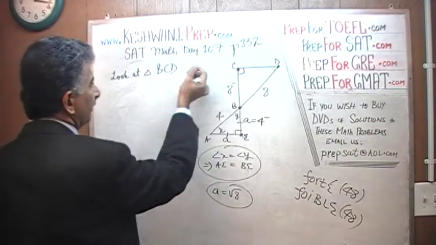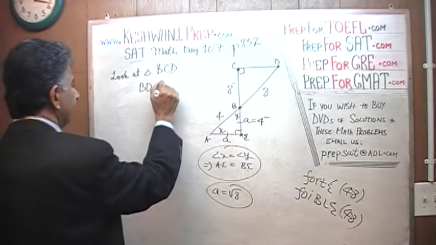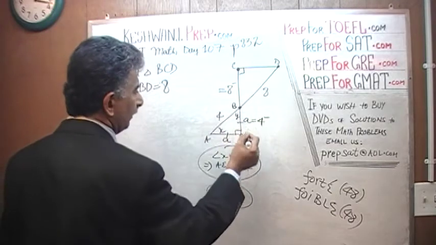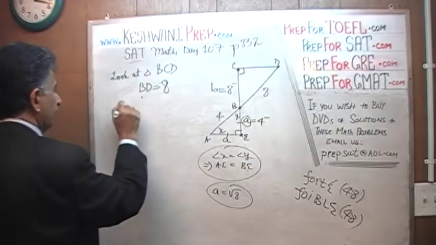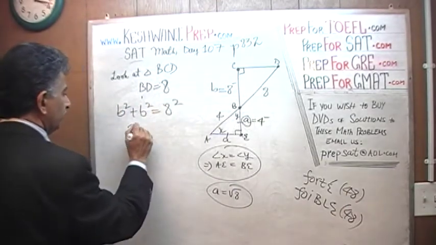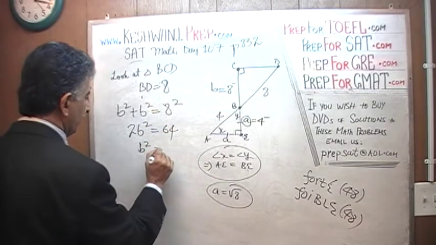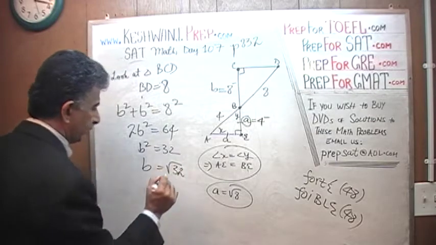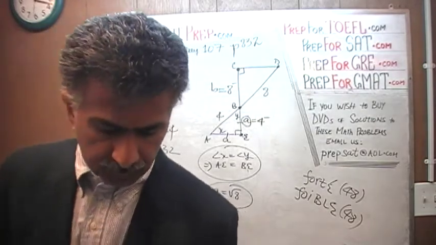In triangle BCD, we know that B to D is 8, which is our hypotenuse. Let's call this guy A, let's call this guy B. So here we have B squared plus B squared equals 8 squared, 2B squared equals 64, and therefore B squared equals 32, and therefore B will equal root 32.